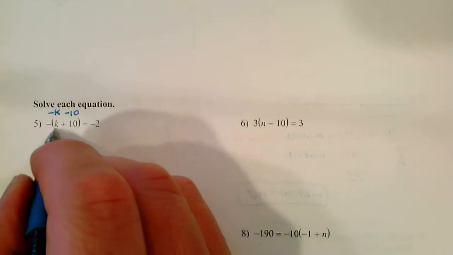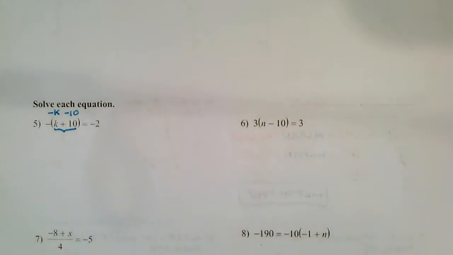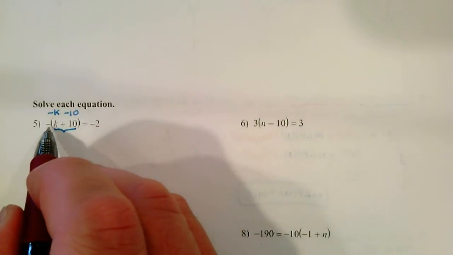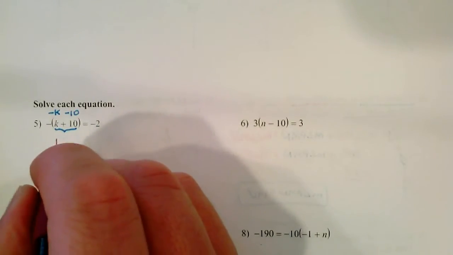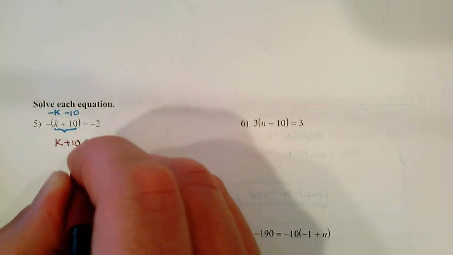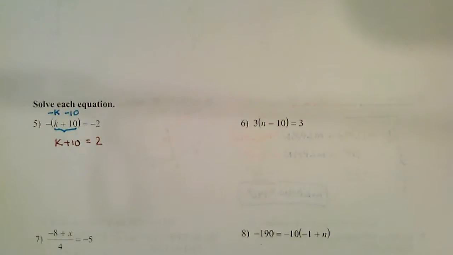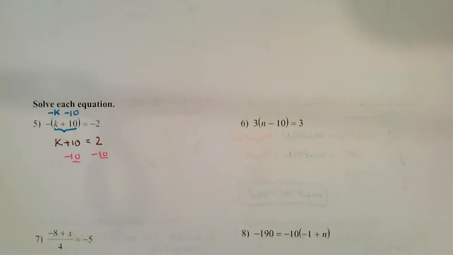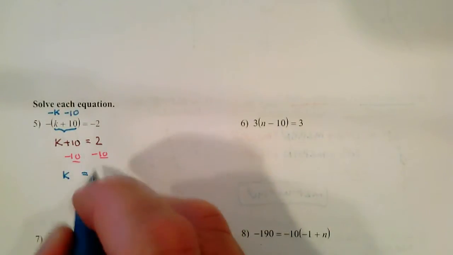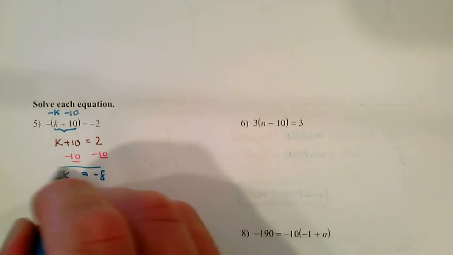Another thing, though, is we can think of this k plus 10 inside the parentheses as a single quantity, a single amount. Whatever k is plus 10, that's what's in those parentheses, that amount. And we're taking the negative of that. Well, if the negative of that amount is negative 2, then the positive of that amount must be a positive 2. Now, this is much simpler. We just got to subtract 10 from both sides. And we end up with k equals 2 minus 10, which is negative 8.